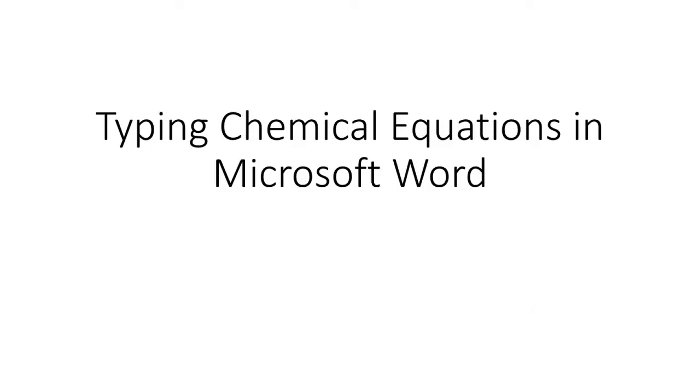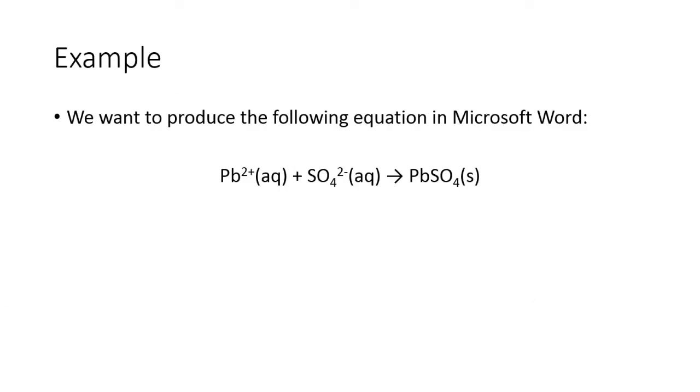In chemistry, we frequently encounter chemical equations. The purpose of this video is to talk about typing chemical equations in the appropriate format in Microsoft Word. For example, we may want to type in the reaction of aqueous lead 2+ ions with aqueous sulfate ions to produce solid lead 2 sulfate. You see the appropriately formatted reaction on the screen in front of you.